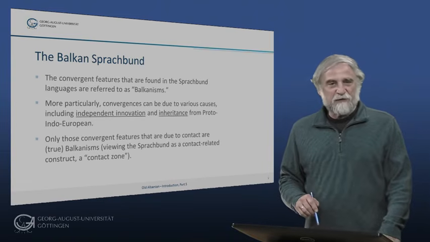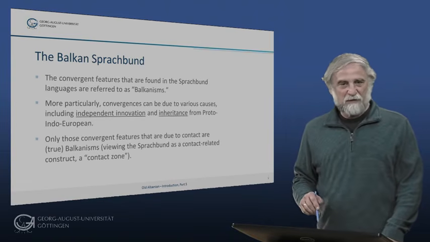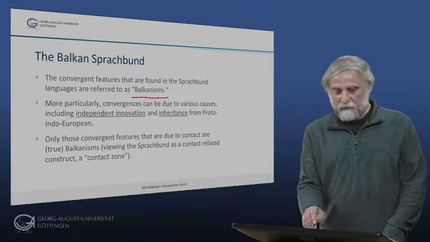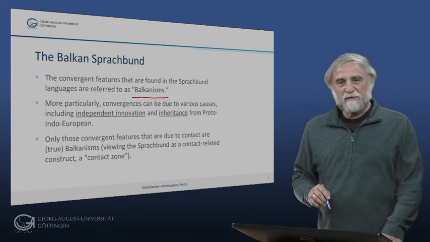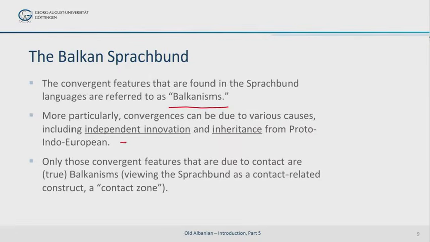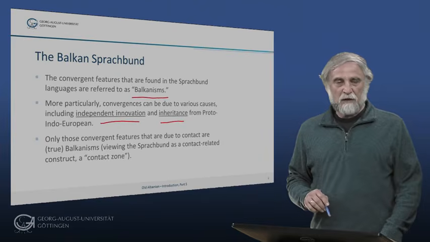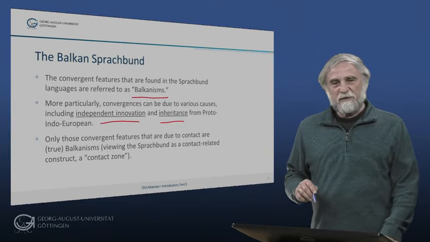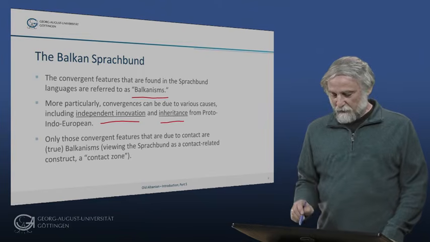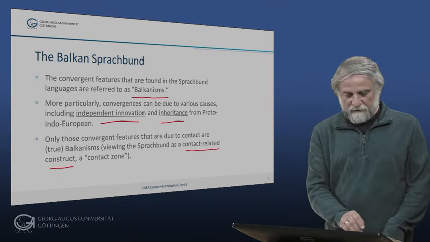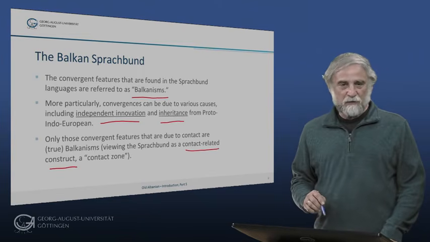The convergent features that are found in the Sprachbund languages are referred to as Balkanisms. More particularly, these convergences can be due to various causes, including independent innovation and inheritance from Proto-Indo-European. Only the convergent features that are due to contact are true Balkanisms, so we can view the Sprachbund as a contact-related construct, a contact zone, if you will.